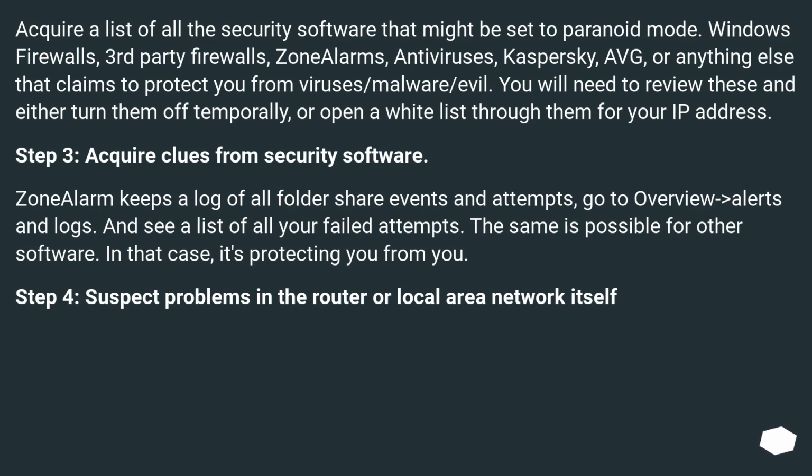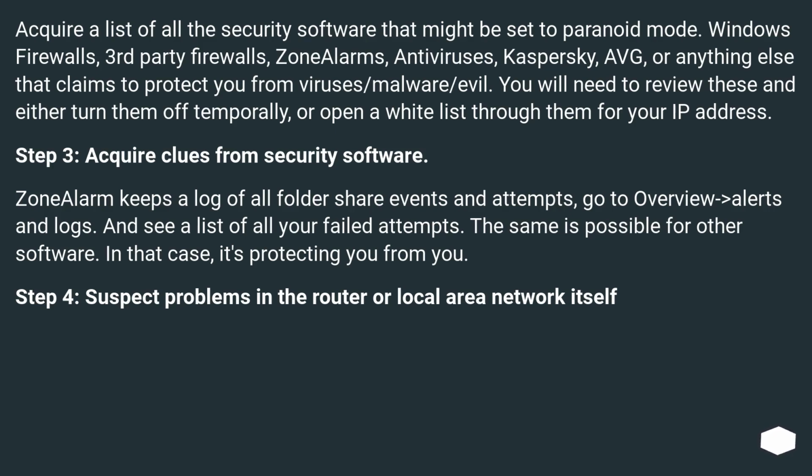Acquire a list of all the security software that might be set to paranoid mode. Windows firewalls, third-party firewalls, zone alarms, antiviruses, Kaspersky, AVG, or anything else that claims to protect you from viruses/malware/evil. You will need to review these and either turn them off temporarily, or open a whitelist through them for your IP address.